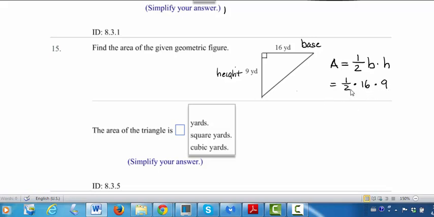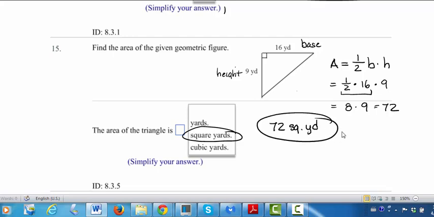Right, and again, because multiplication is commutative, it doesn't matter what order I do it in. I'm going to take 1/2 and 16 because that's an easier one to do. Half of 16 is simply 8 times 9, and that gives me 72. And again, remember, when we talk about area, it's always a square unit. So it's 72 square yards. Okay?